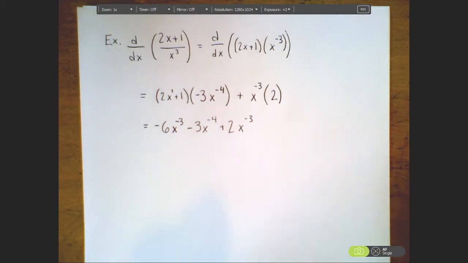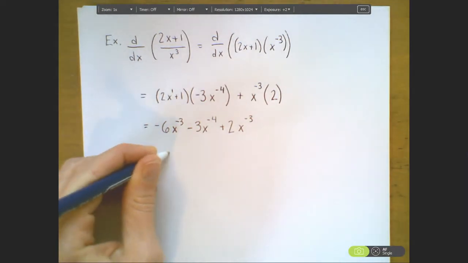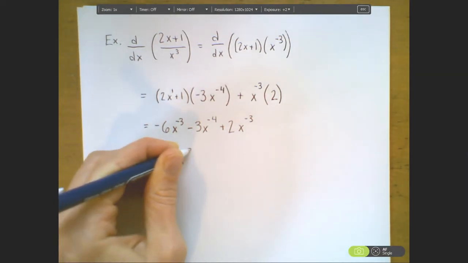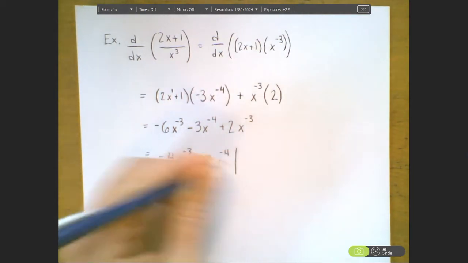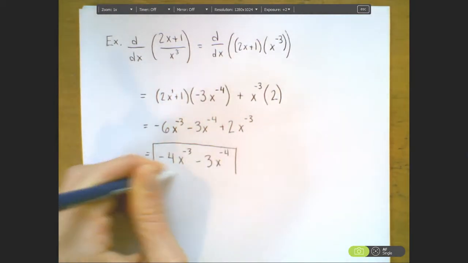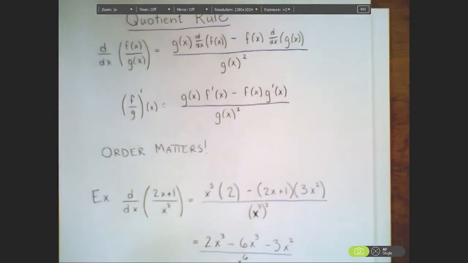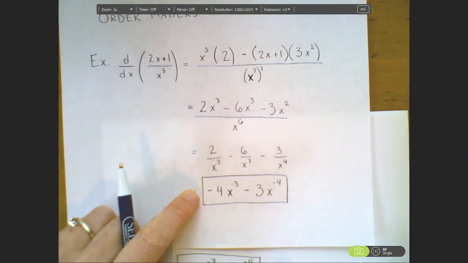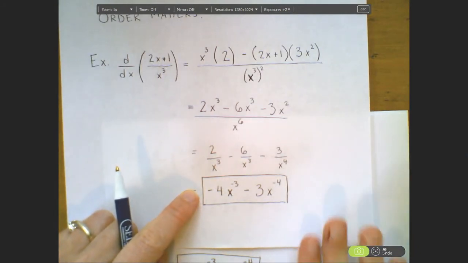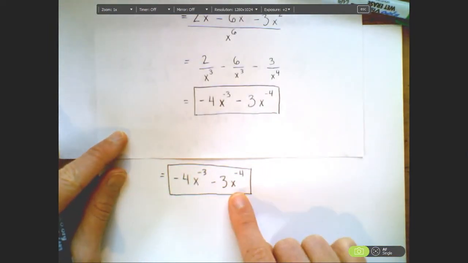And again, I have some terms that can combine, and I see that I have negative 4 x's to the negative 3, and then minus 3 x's to the negative 4, and I'm done. Now, why did I do all this? This is just one example, and we see that when we used quotient rule, we got negative 4x to the negative 3 minus 3x to the negative 4. And then when we did it an alternate way, using product rule, we got the exact same answer.